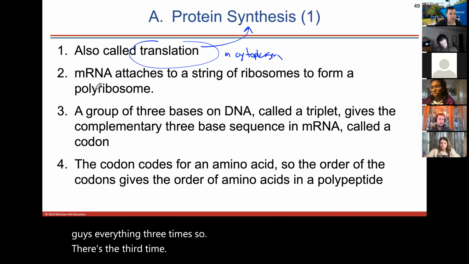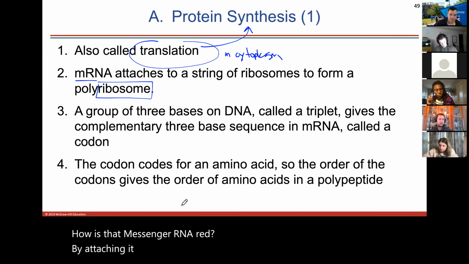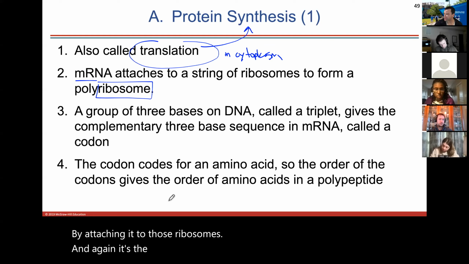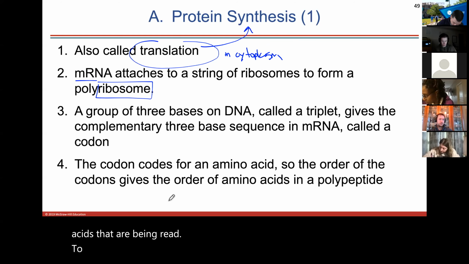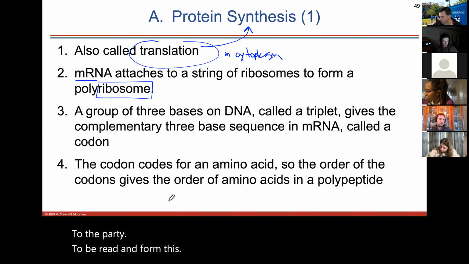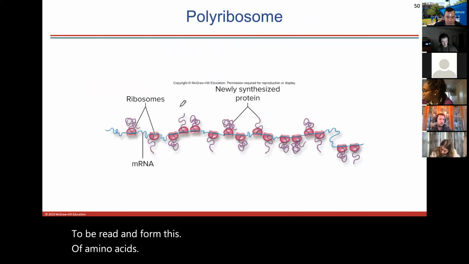How is that messenger RNA read? By attaching it to those ribosomes. And again, it's the tRNA molecule that brings those individual amino acids that are being read to the party to be read and form this string of amino acids. And that's what they're showing right here.